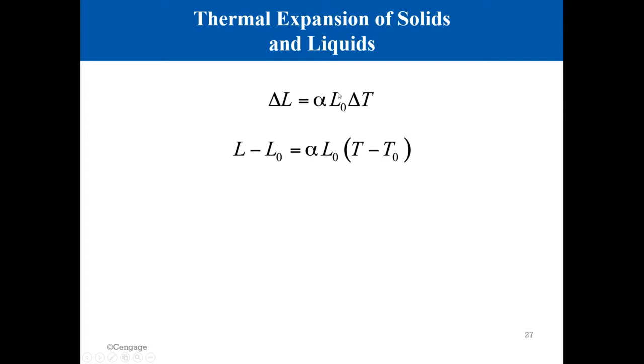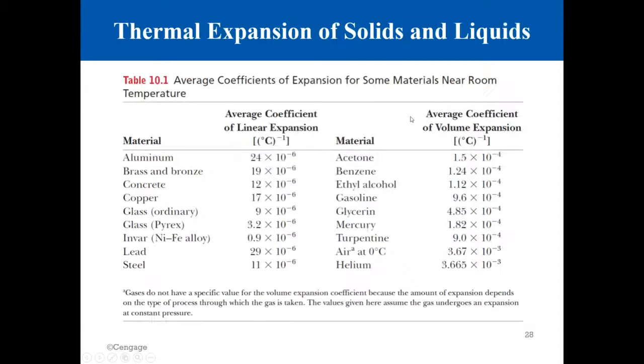If you have an object with length L naught at temperature T naught, if you raise the temperature to T, then there will be a change in the length, delta L, which is dependent on the original length and on the change in temperature. Okay? Delta L is directly proportional to L naught and delta T. To change proportionality into an equation, we will need a constant. The constant here is alpha. It is called the thermal coefficient of expansion.